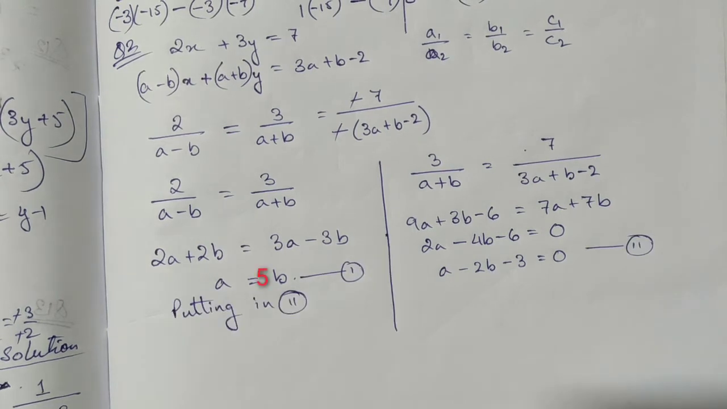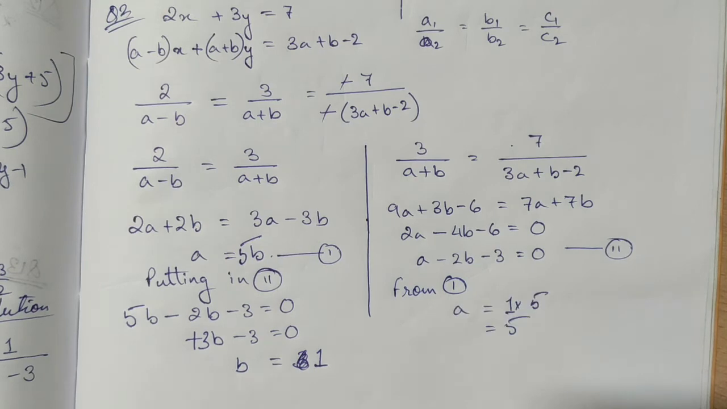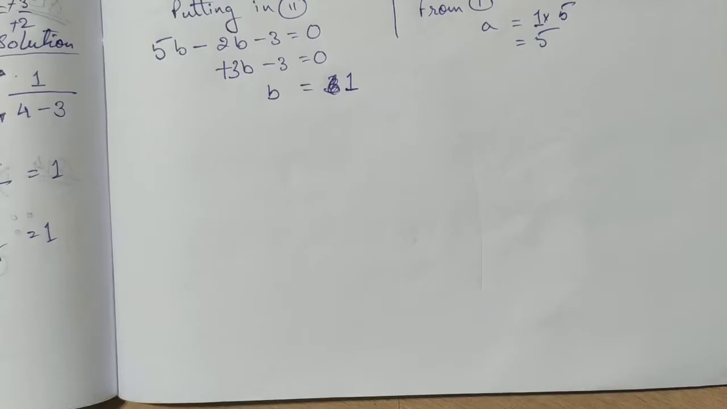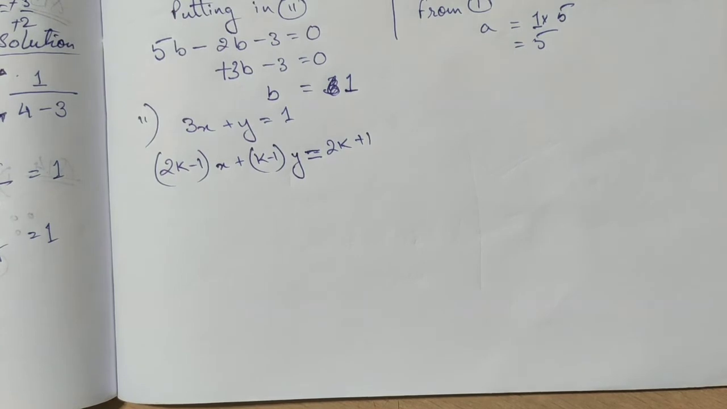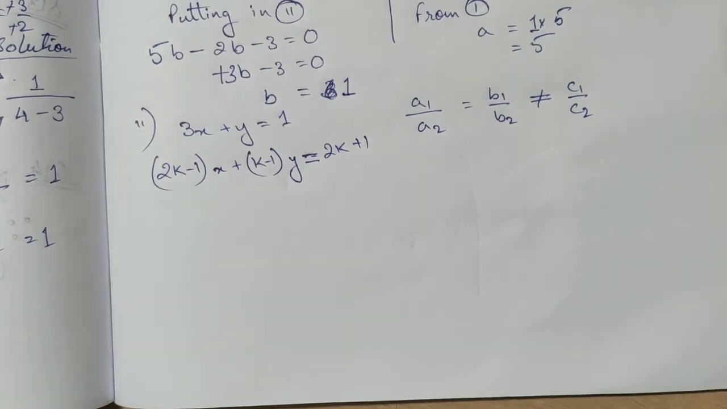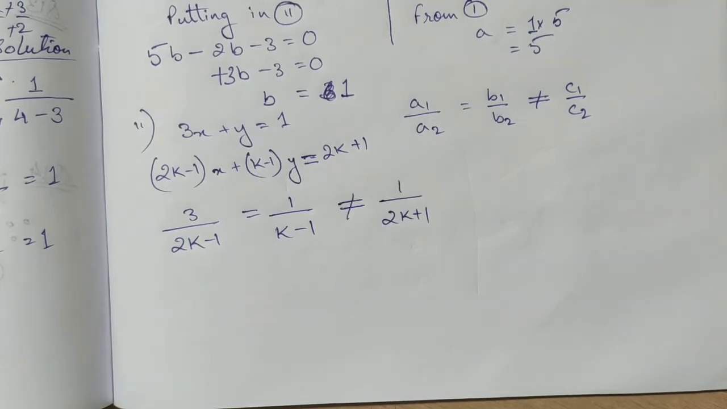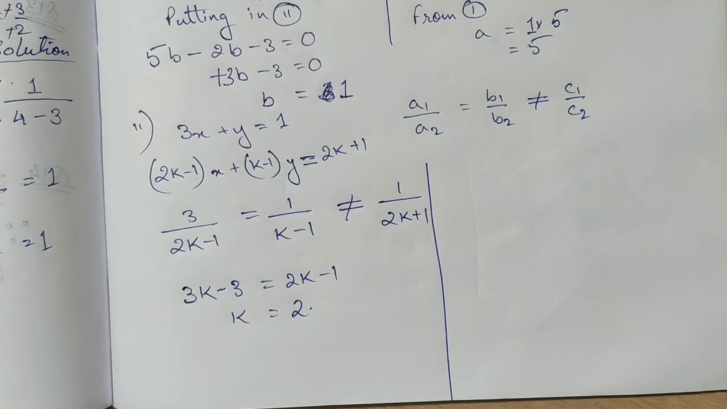Now remember substitution method. This is actually a equal to 5b, so we will put a equal to 5b. Now b will be equal to 1. Now we will put this in equation 2 or equation 1. A will be equal to 5. Understood? Now let us go to the second part, in which we need to find the value of k so that there is no solution. That is this condition. Remember the condition of parallel. So this much is enough actually to find this value of k. I'm just writing this. So taking the first two, k will be equal to 2.